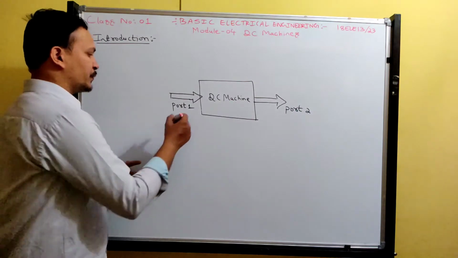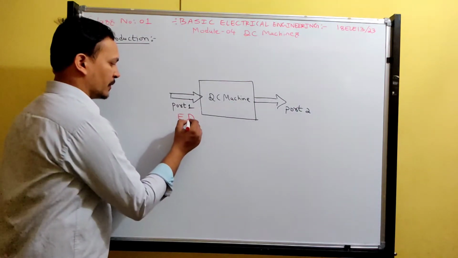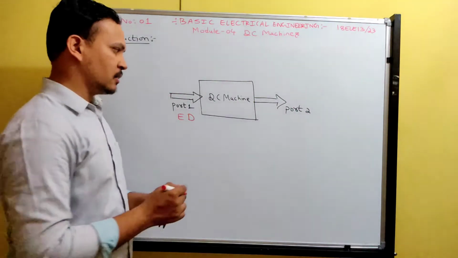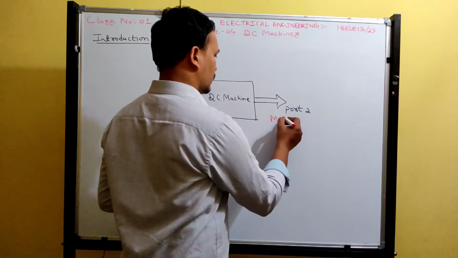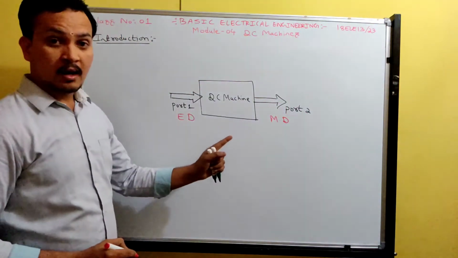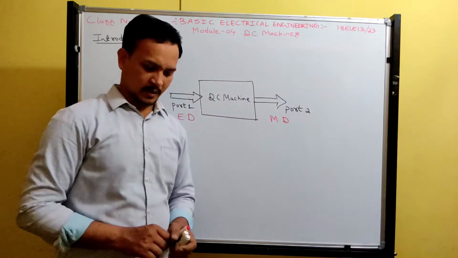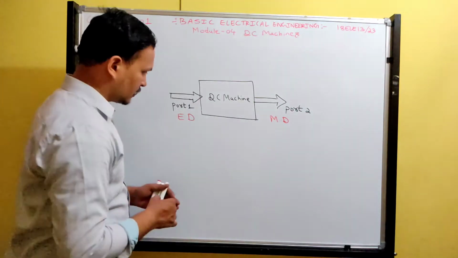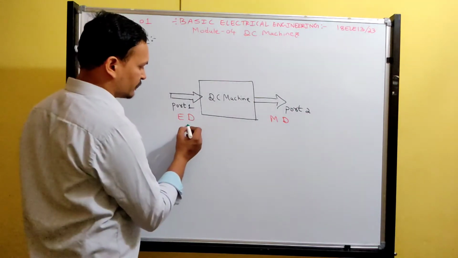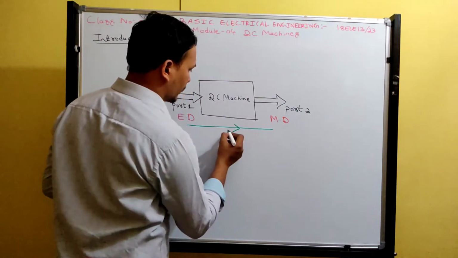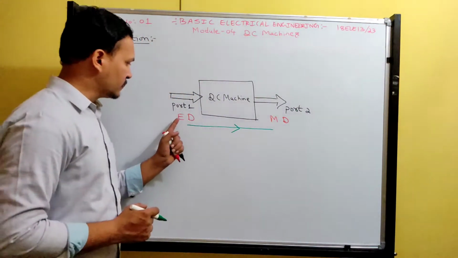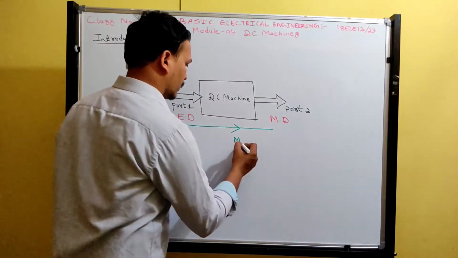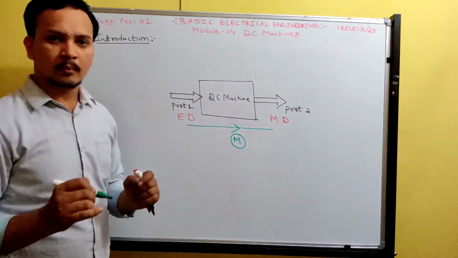I can assume port 1 is in the electrical domain, ED means electrical domain. And port 2, I am assuming it is in MD, mechanical domain. In a machine, energy conversion takes place. If the energy conversion takes place from electrical domain to mechanical domain, then the machine is called motor.